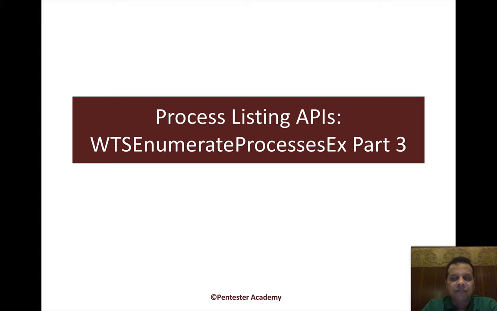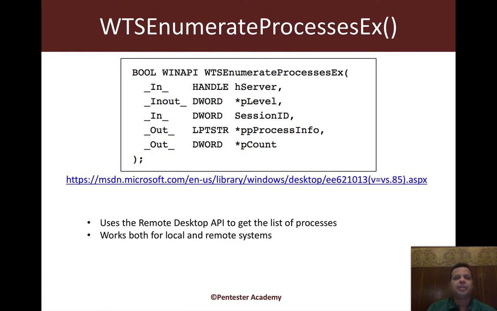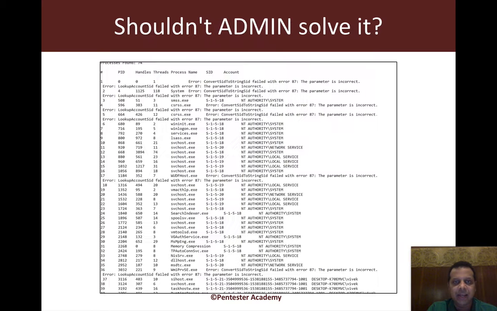So this will be the final part, the third part of the WTSEnumerateProcessesEx API usage to find running processes and interesting things about them. In the last two videos, we've seen how to use this API and dump different information about the process. We found that to dump the PID, the handles, threads, and the process name, we really did not require any form of additional privileges. We didn't have to run as admin.